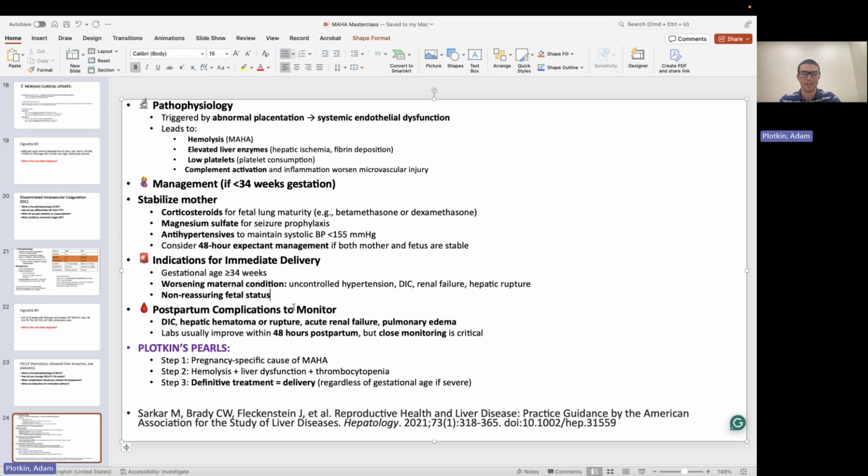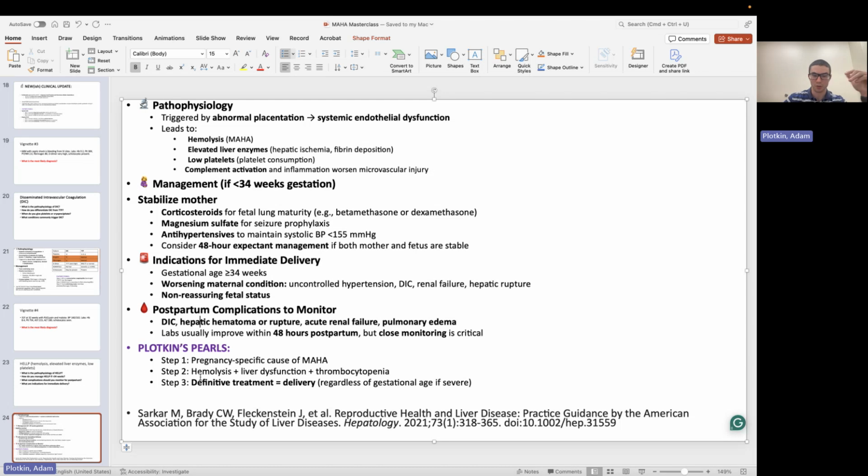So some postpartum complications to monitor. The mom can go into DIC. She can get a hepatic hematoma. She can have hepatic rupture, acute renal failure, pulmonary edema, amongst others. Some labs usually will improve around 48 hours postpartum, but we really are going to want to monitor these patients, because really the thing that's going to cure the mom is delivering. It's an abnormal placentation that has kicked off this entire pathophys. So if we give birth, we remove the placenta, that takes care of the pathophysiology.